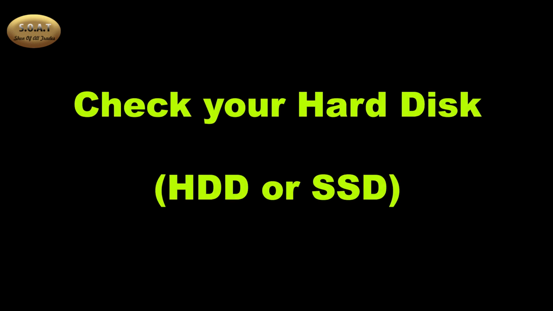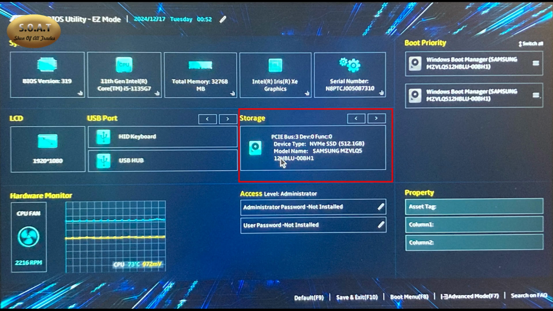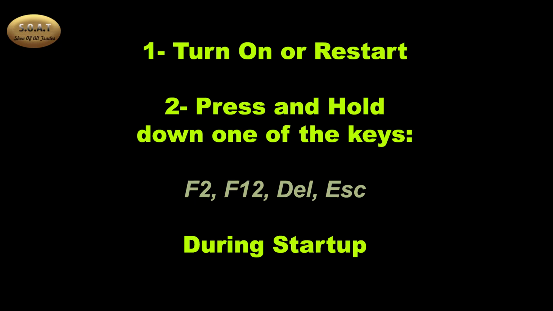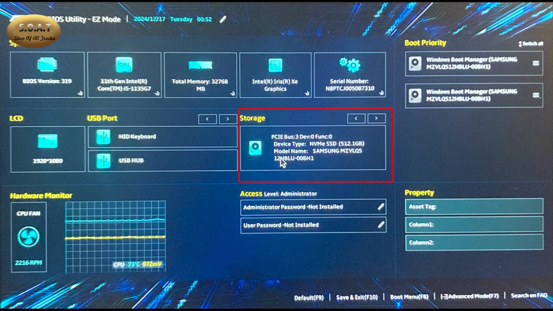First, we need to check the hardware to determine if our system can access the hard disk where Windows is installed. This should be done via BIOS setup. To enter the BIOS setup, turn on or restart your computer and hold down one of the following keys during startup: F2, F12, delete, or escape. If you don't know which key is working for you, refer to your system user guide manual or try each key individually. In the BIOS menu, your hard disk should be listed.